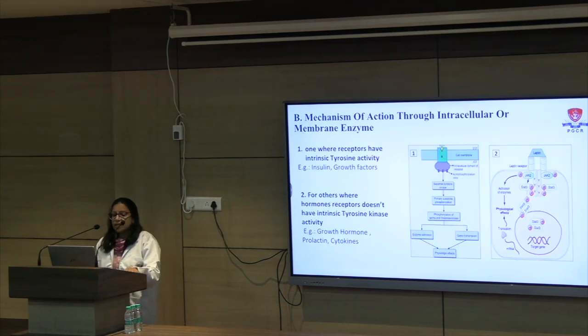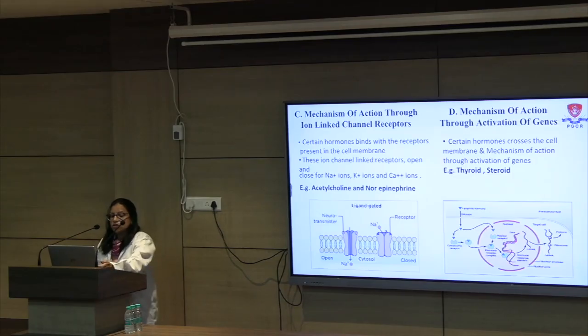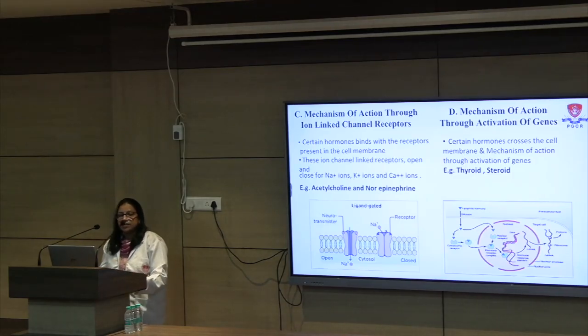Second is mechanism of action through intracellular or membrane enzyme. It has 2 subtypes: one that has tyrosine kinase activity, example insulin, and the others which do not have intrinsic tyrosine kinase activity, example is growth hormone. Third mechanism is action through ion link channel receptors.